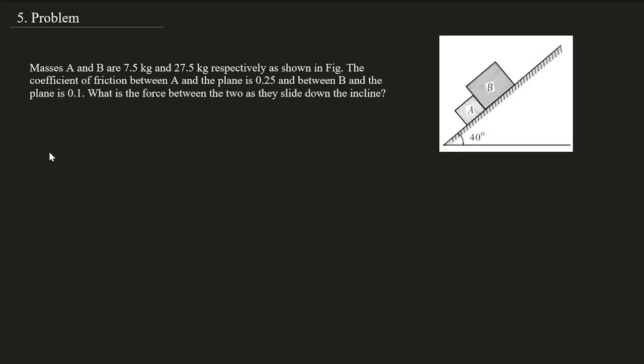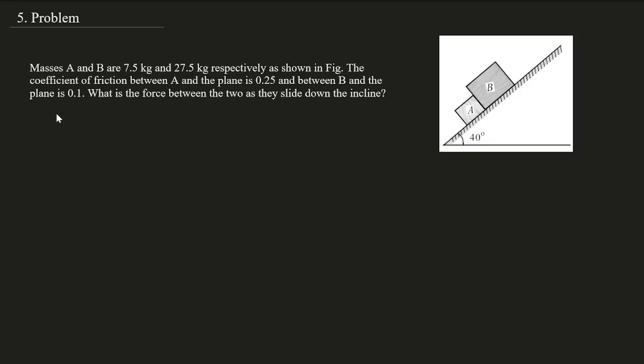In this video, we will see a problem on D'Alembert's principle or Newton's second law. The problem states that we have two masses A and B of 7.5 kg and 27.5 kg respectively, as shown in the figure. The coefficient of friction between mass A and the plane is 0.25 and between mass B and the plane is 0.1. So we are supposed to find the force between the two masses as they slide down the inclined plane.